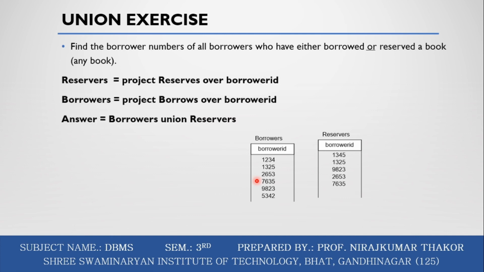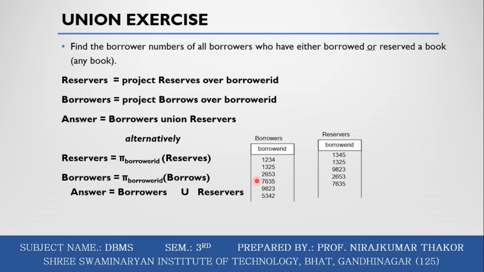So now the result is borrowers union reserves. Reserves is equal to pi borrower ID reserves. The borrowers is pi borrower ID borrowers. So the answer is the borrowers union reserves. This is the answer of the borrowers union reserves.